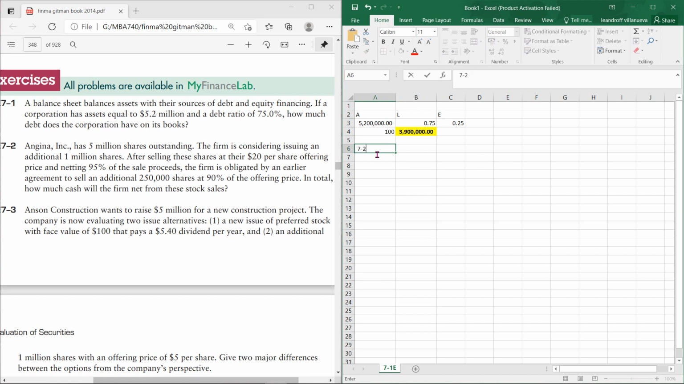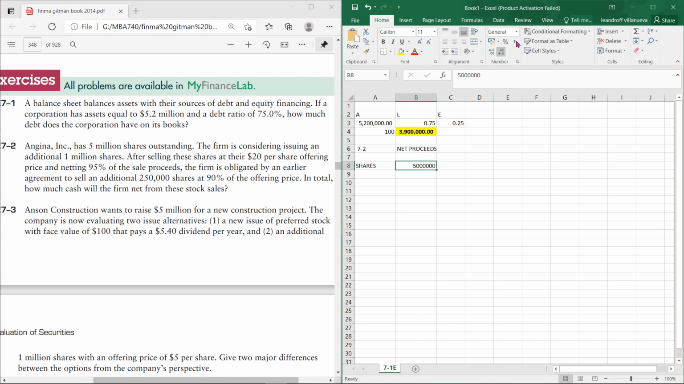Okay. And what type of problem is this? We are tasked to compute the net proceeds. And if it is the net proceeds, then we need to determine what are the given items. And we do have shares outstanding, and that is equal to 5 million, okay.